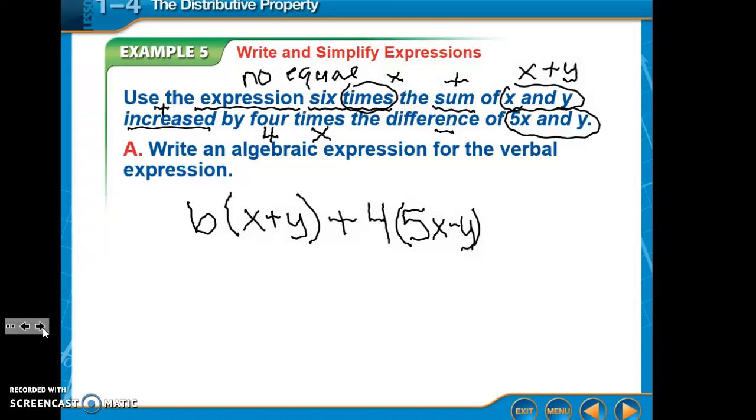So now let's simplify it. We have parentheses going on, and we have x's here and x's there. So let's distribute and combine our like terms.